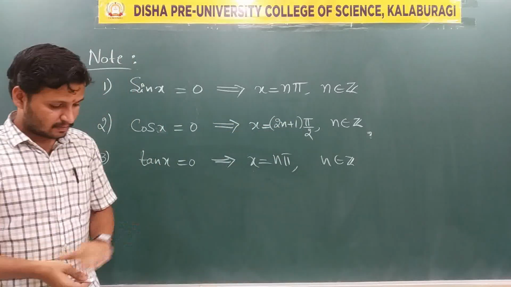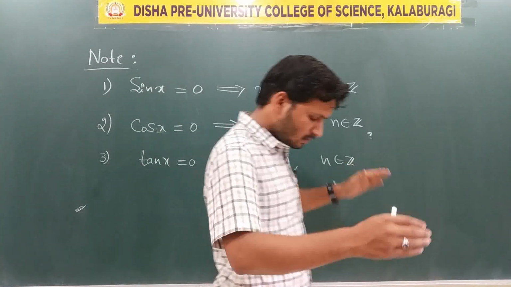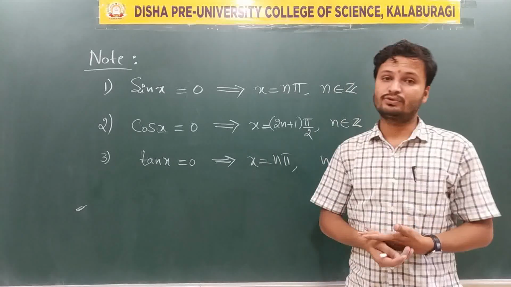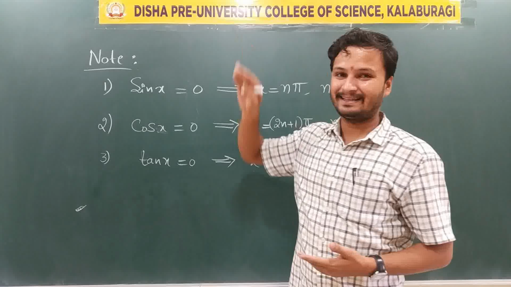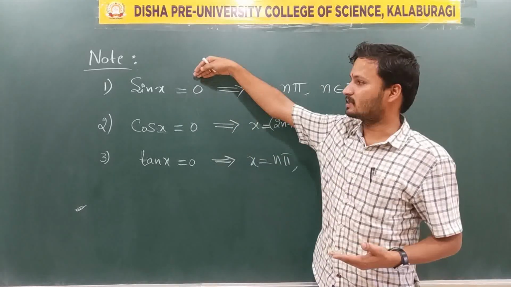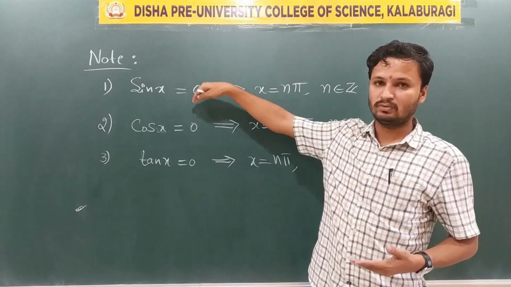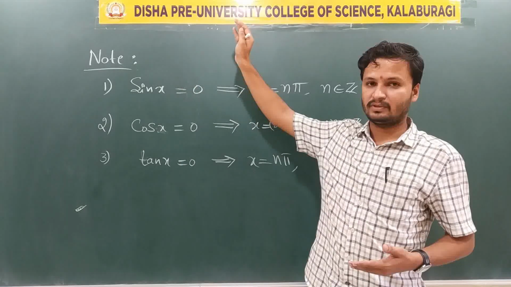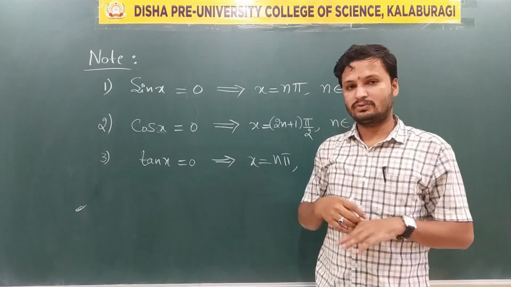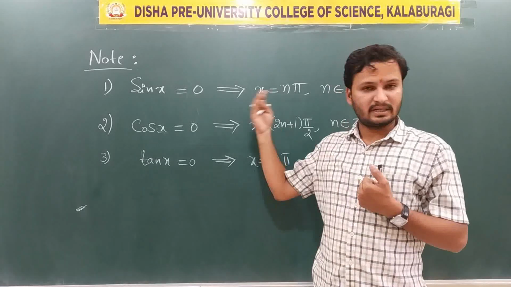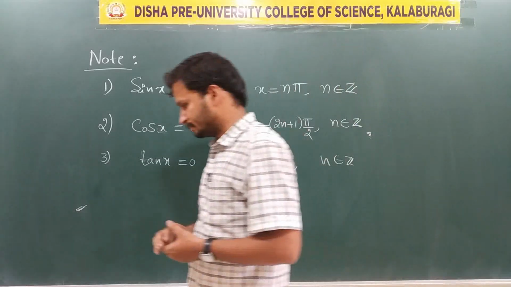Based on these, we will move to the general solutions. Instead of 0, if there is any other number, suppose 1, 1 by 2, 1 by root 2 and so on, then what are the possible solutions, the nature of the solutions?